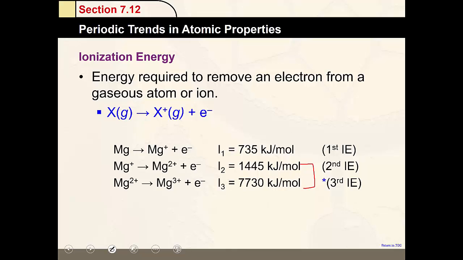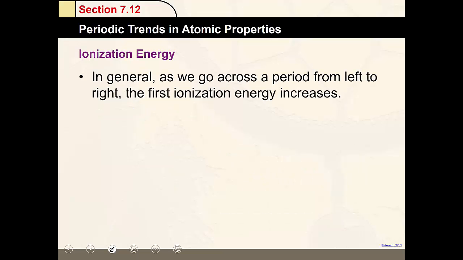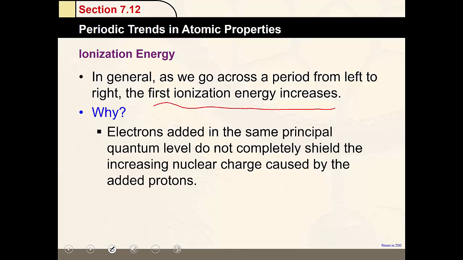So now we should look at the periodic trend in terms of both periods and groups. So in general, as you go from left to right across a period, first ionization energy increases. The reason why we talked about atomic radius first is this is directly related to atomic radius. If you remember from atomic radius, radius decreases as you go left to right. So the atom gets smaller and smaller.